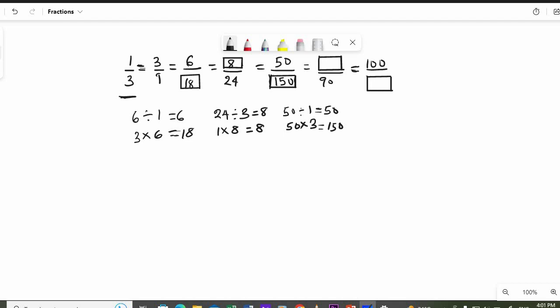Okay, and here, same thing. 90 divided by 3 gives us 30. Say 30 times 1 gives us 30. So say this is 30 right here. And 100 divided by 1 gives us 100. So say 100 times 3 gives us 300. So say just 300 here. So that's how to solve a question like this.